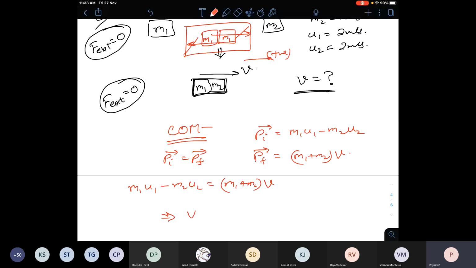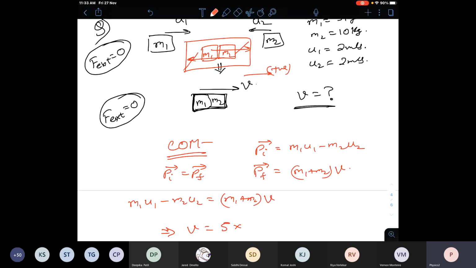So v comes out to be 5 into 2 minus 10 into 2, upon m1 plus m2, which is 15. So 10 by 15 minus 20 by 15 gives minus 2 by 3 meters per second, the combined velocity of the blocks.